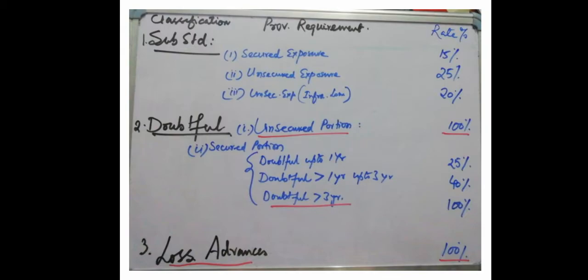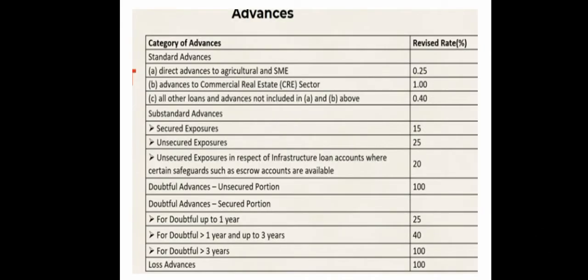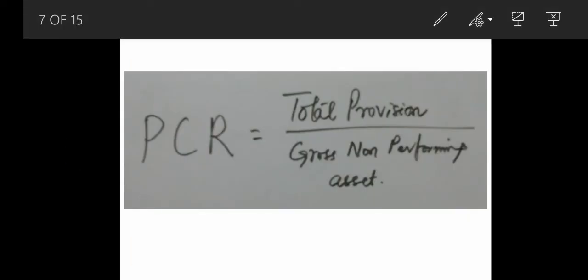Now I'll show you a summary sheet. This summary sheet tells you about the percentages you need to remember. This is what is supposed to be memorized before you go for any exam. Now you see, this is PCR, which stands for provision coverage ratio. This is the total amount of provisions available with the bank divided by gross non-performing assets. If provisions are sufficient in comparison to your gross NPA value, then it is good. The higher the value, the better for the bank.